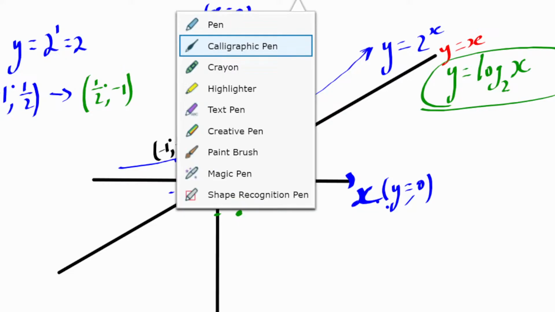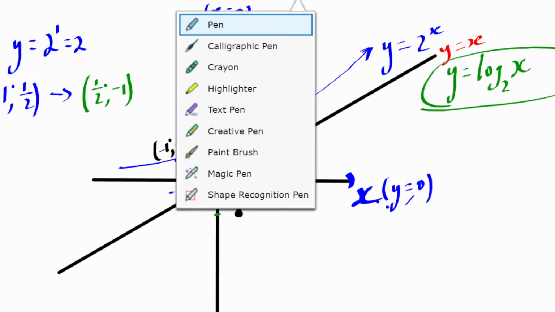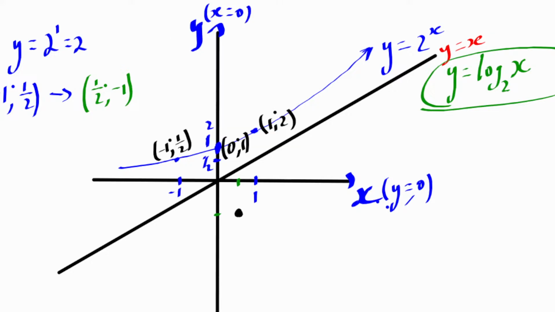I'm trying my best. Maybe let's take a normal pen instead of the calligraphy one. Another one that I'm going to take is the point 0 and 1. So if I take the point 0 and 1, this has to change into 1 and 0. So it becomes 1 and 0 on the inverse, right? Let's take the last one, which is 1 and 2. This has to become 2 and 1.